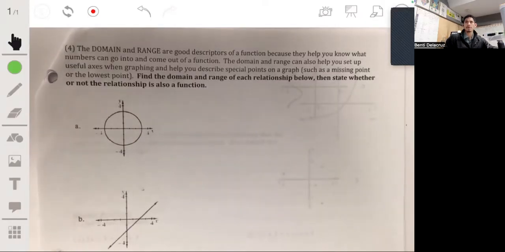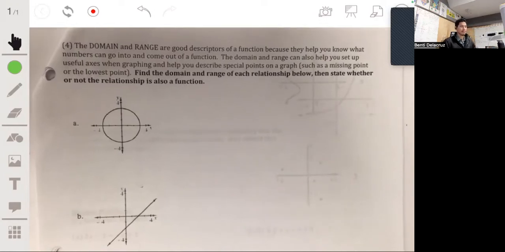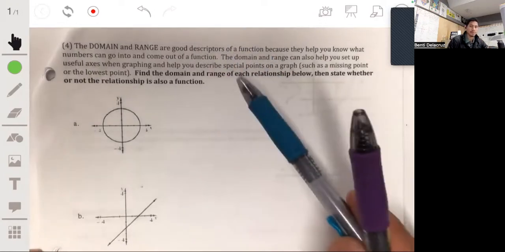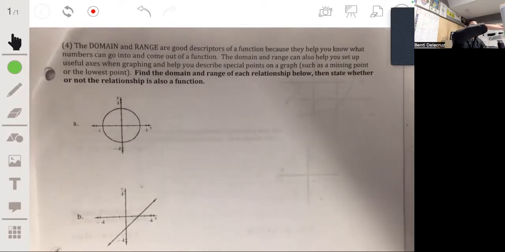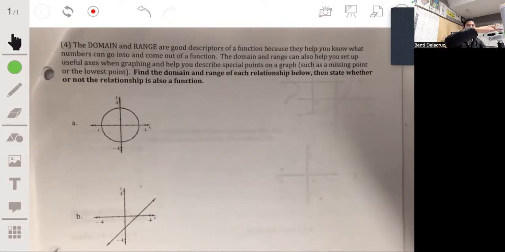All right, so we're gonna go through some practice problems where we're gonna figure out what the domain and range of each of these graphs are, and then we're gonna write whether or not the graph represents a function.